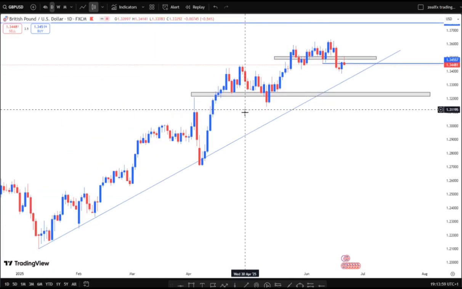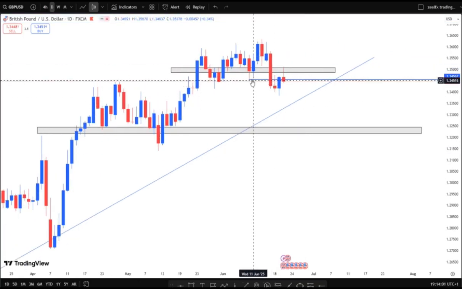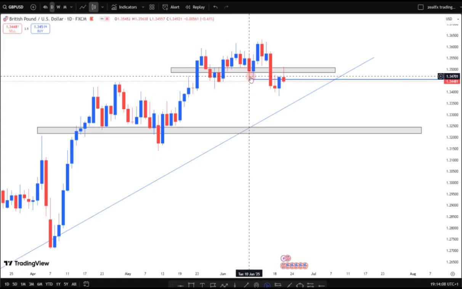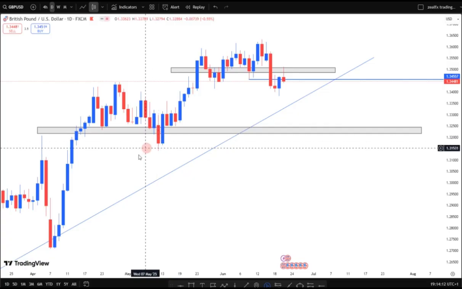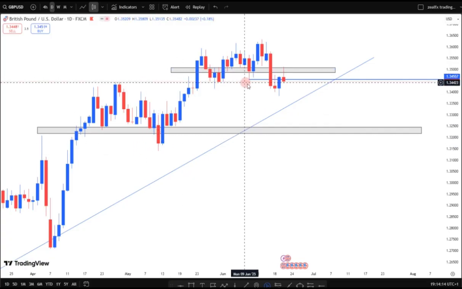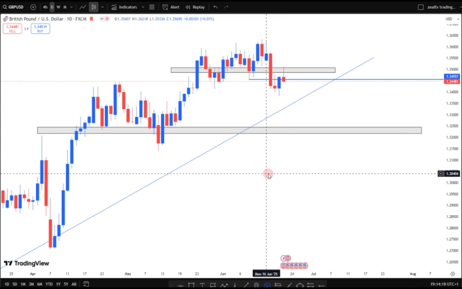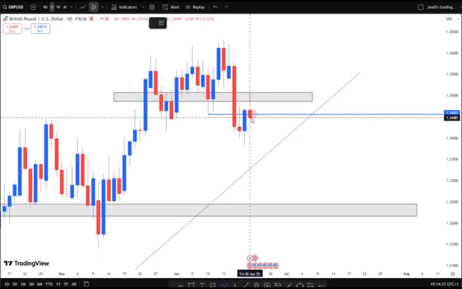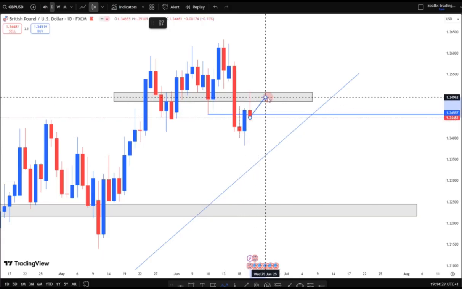This week we have price break out of this zone. So we have price break out of this higher low, and previously we had an uptrend structure. Now price has broken out of this higher low, so we expect price to retest this zone, and you can see that price has tested this zone already on the GBPUSD.